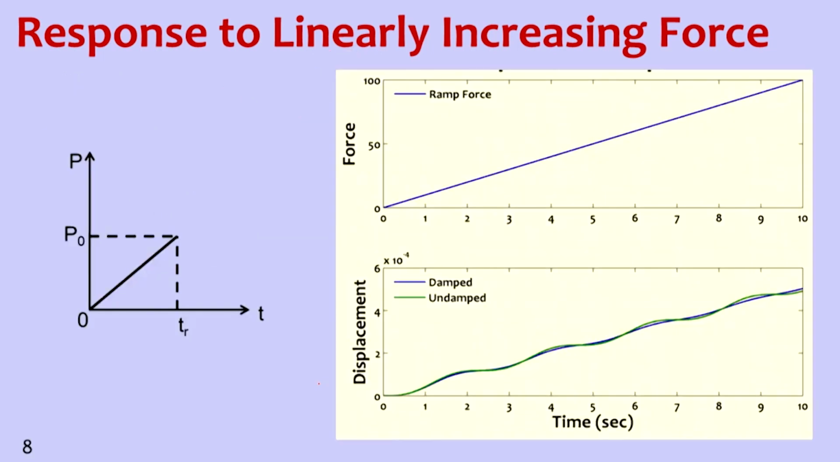So the response, or displacement value, will be something like this. The undamped system is the blue line and the damped system is the green line. If we use another value as an example, it looks something like this.